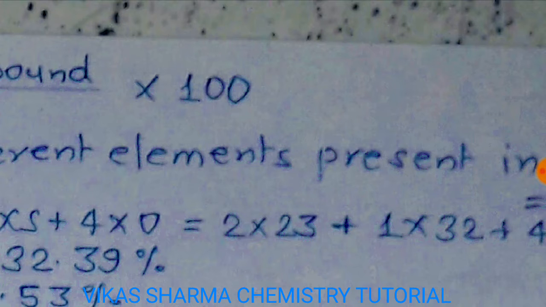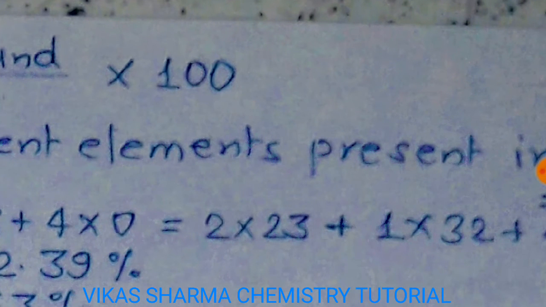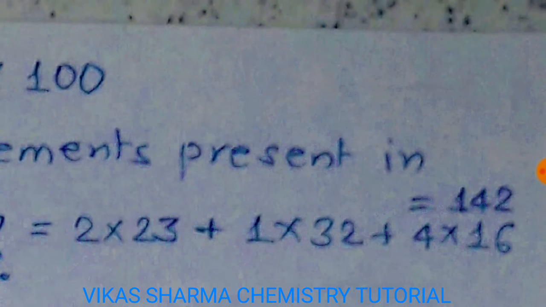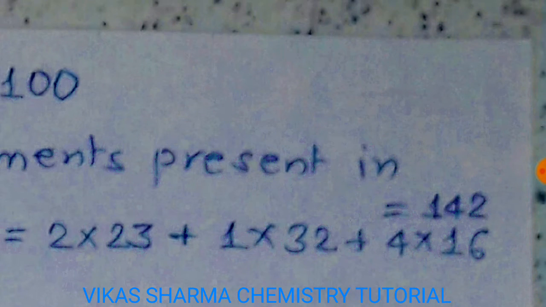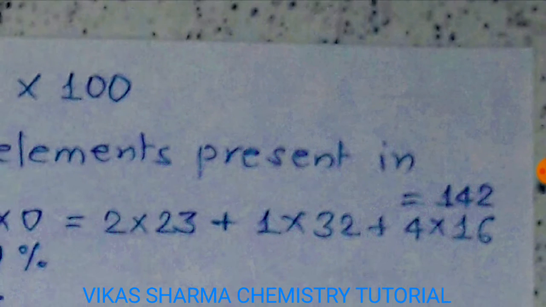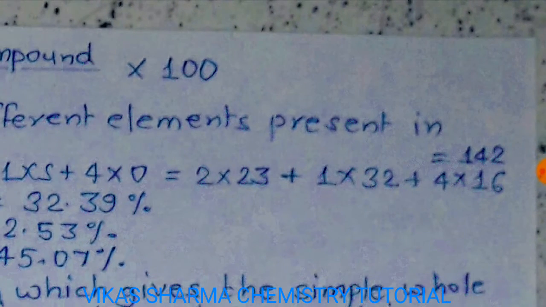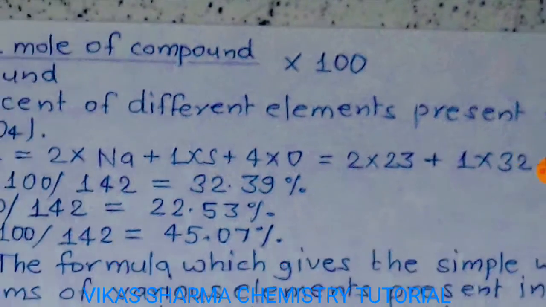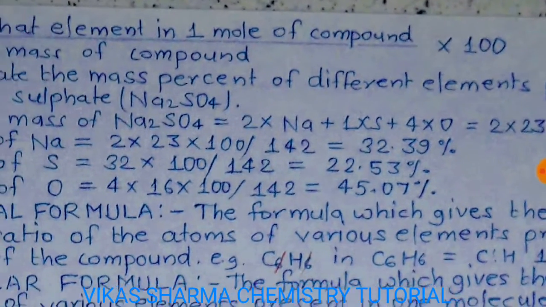Sodium relative atomic mass is 23, so multiply by 2. Sulfur relative atomic mass is 32, multiply by 1, then sum. Oxygen has relative atomic mass 16, multiply by 4. So after the sum of all the elements, it is 142. So 142 gram per mole is the molecular mass of sodium sulfate.